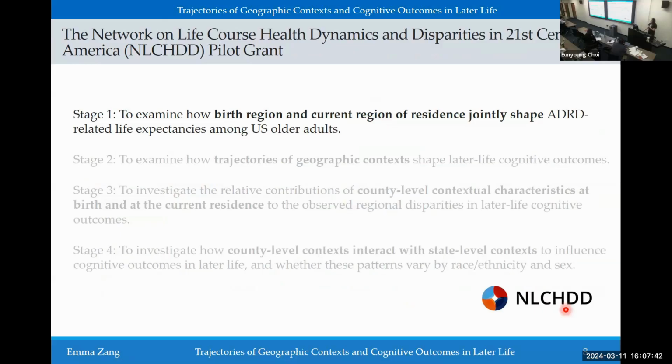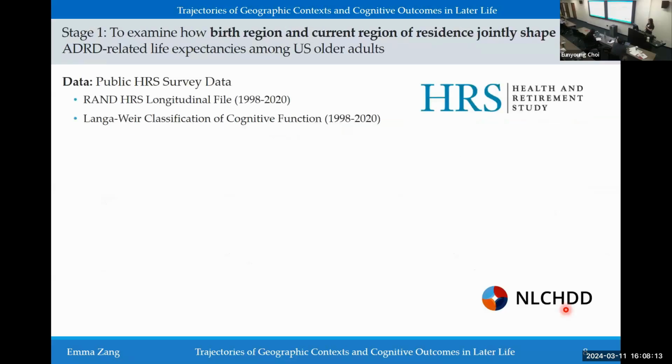Okay, so our project was funded by the Network on Life Course Health Dynamics and Disparities in 21st Century America as a pilot grant, and we have 4 stages. Today I will talk about the first 2 stages. But because it takes a long time to get residential history data from HRS, we haven't got access to it, although we submitted the application last year in October. So I will not be able to present any results for stage 2, but I will talk about our plans.